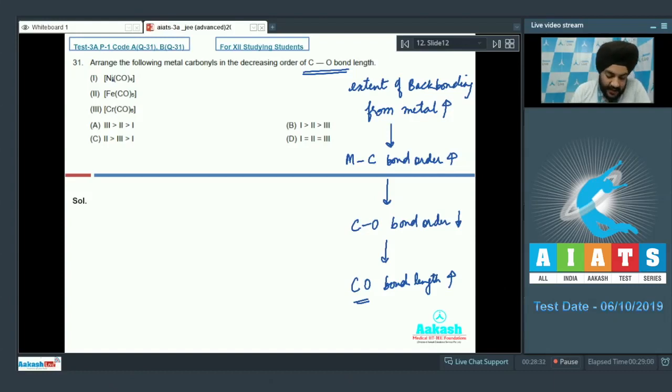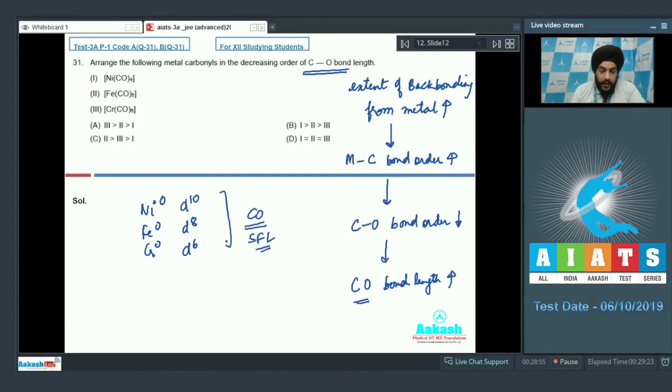Okay, so if we talk about these complexes, students, we have Ni0, Fe0 and Cr0. So Ni0 has d10 configuration, Fe0 has d8 configuration and Cr0 has d6 configuration in presence of CO, which is the strongest ligand. Okay, so students, if we now talk about the number of lone pairs available, we have 5 lone pairs in nickel, we have 4 lone pairs in Fe and we have 3 lone pairs in Cr.